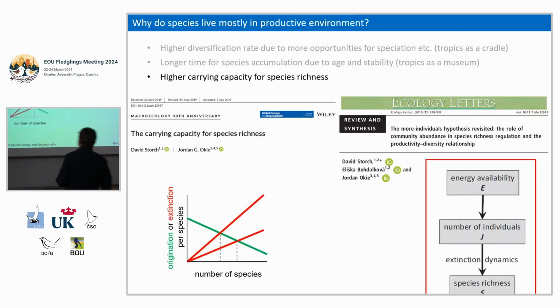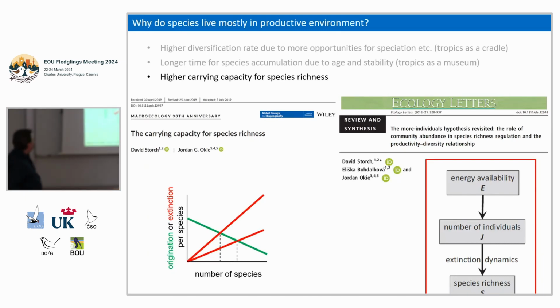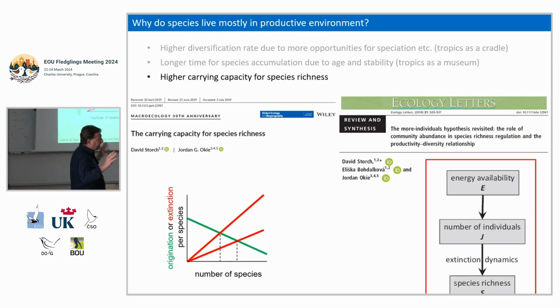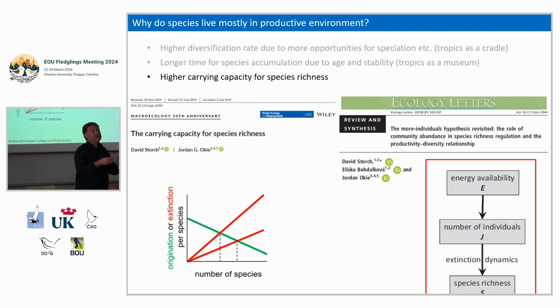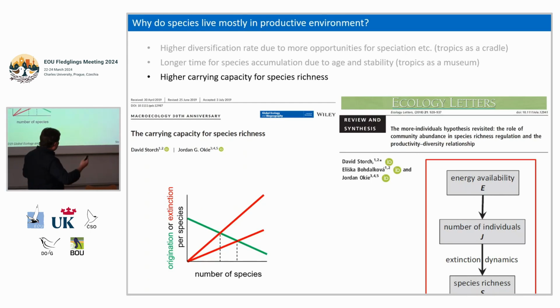In fact, I spent the last 10 years or so exploring this idea of the carrying capacity for species richness. Because you can say, okay, there is some capacity for a given species richness. In the tropics, the capacity is apparently or probably higher. But what drives this capacity? How do the diversity limits actually emerge?